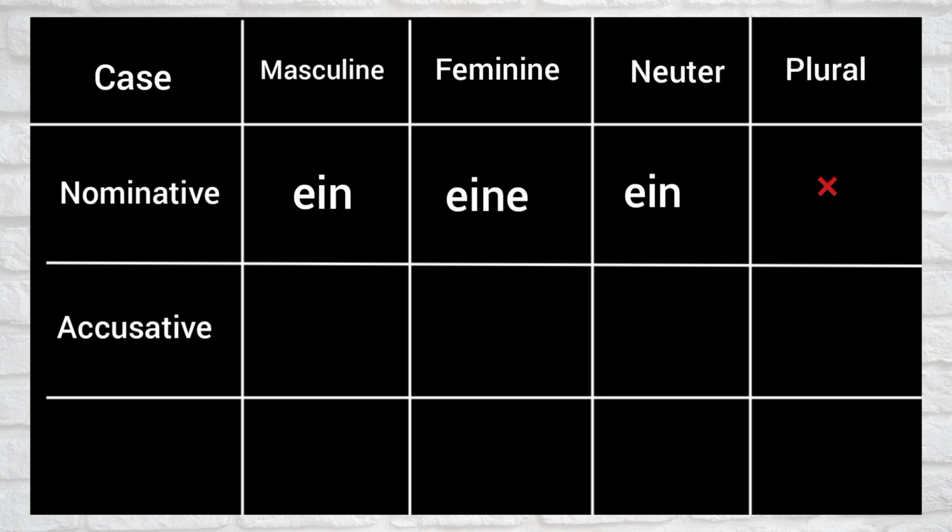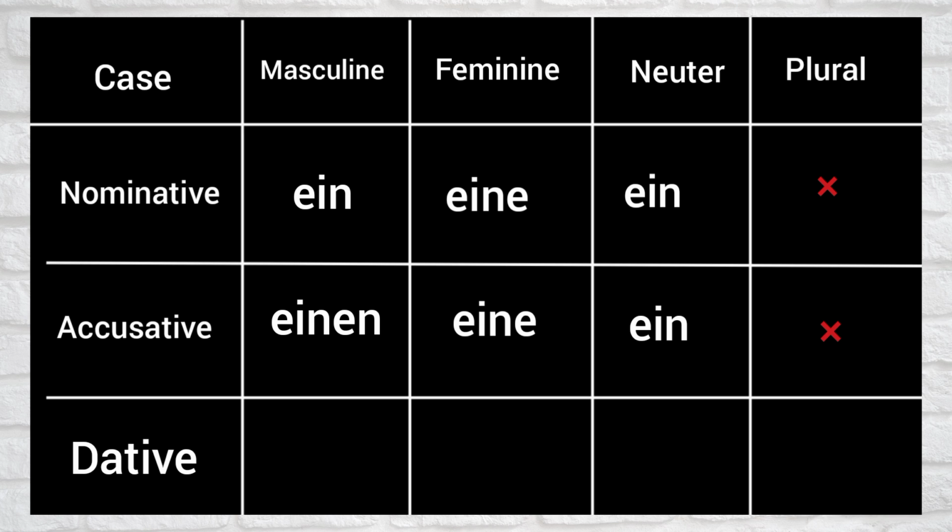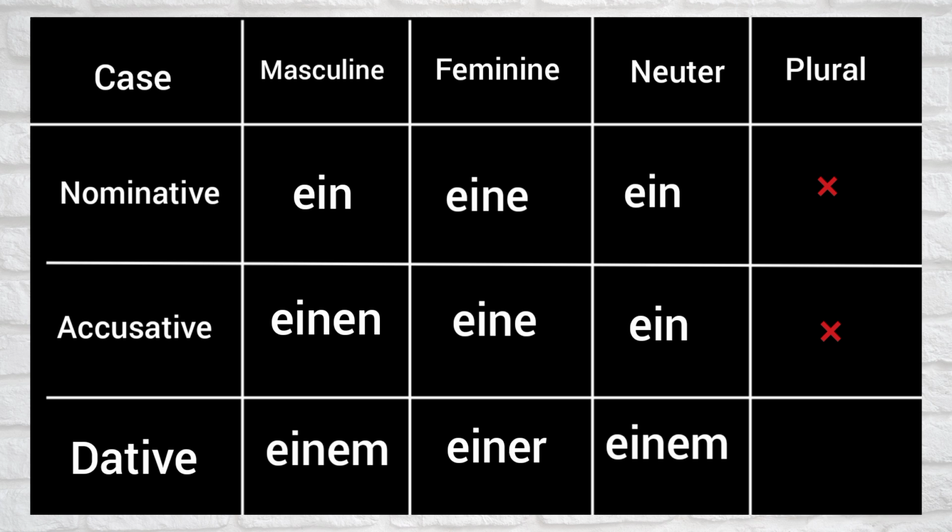Accusative case. We use einen for masculine singular nouns, eine for feminine singular nouns, and ein for neutral singular nouns. Now let's come to our today's topic, dative case. We use einem for masculine singular nouns, einer for feminine singular nouns, and einem for neutral singular nouns.